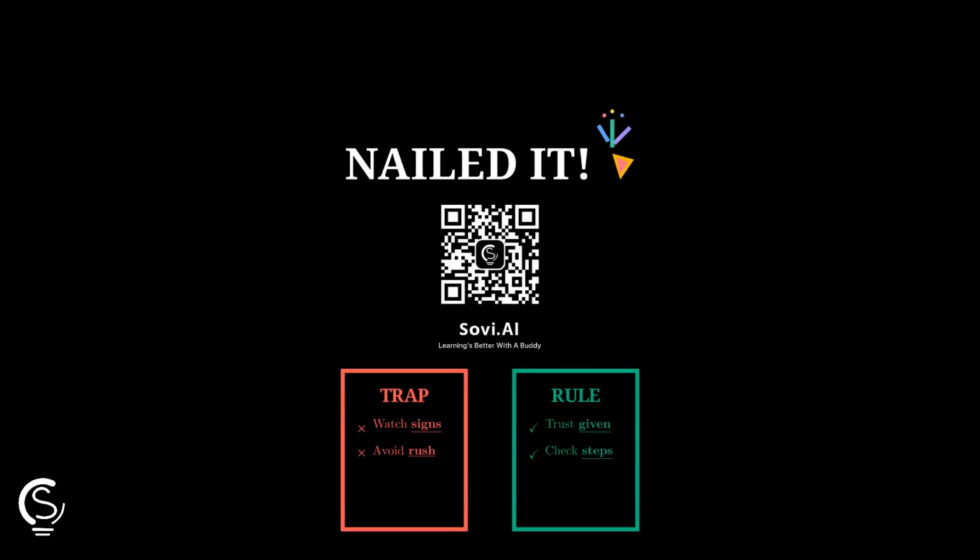Trap: rushing signs or steps. Rule: trust the given values and check each step carefully.